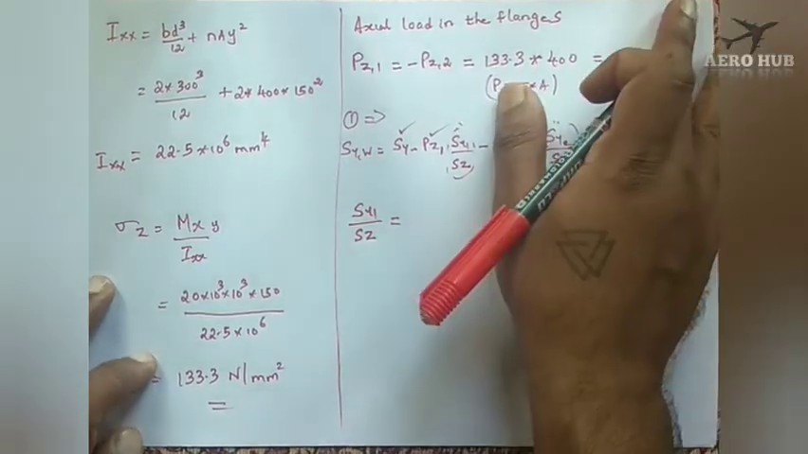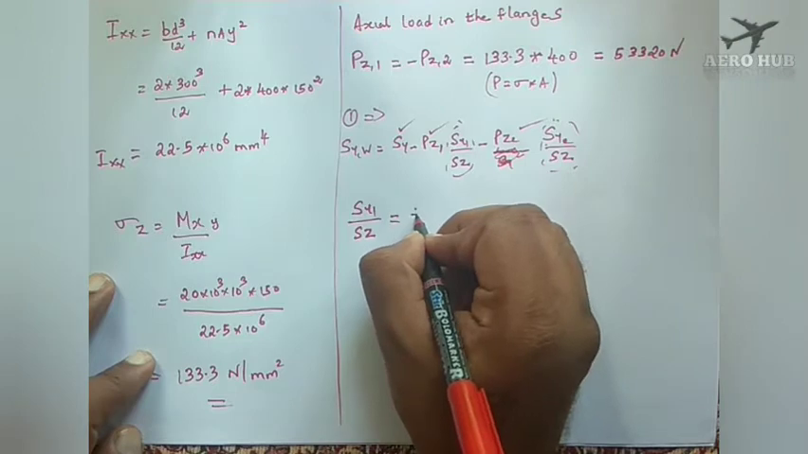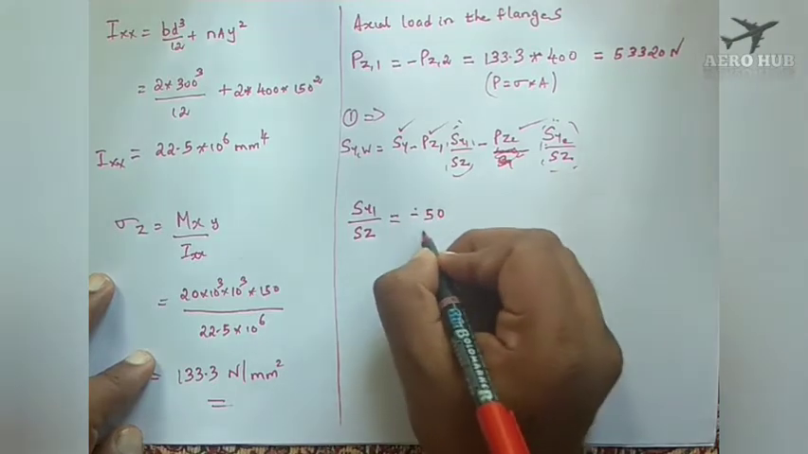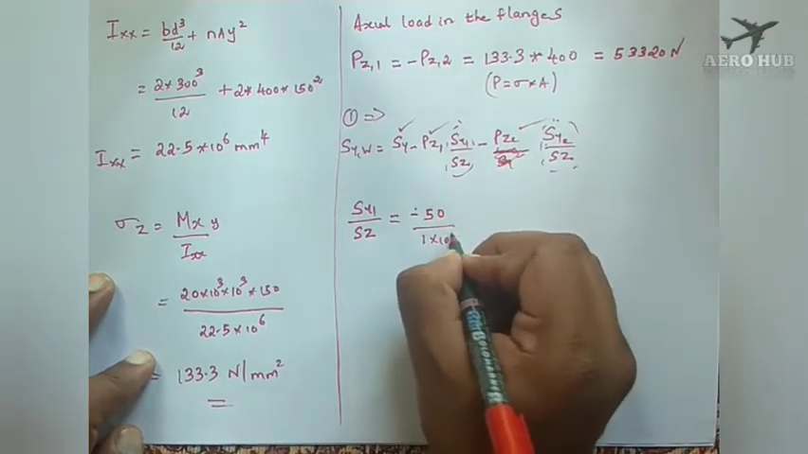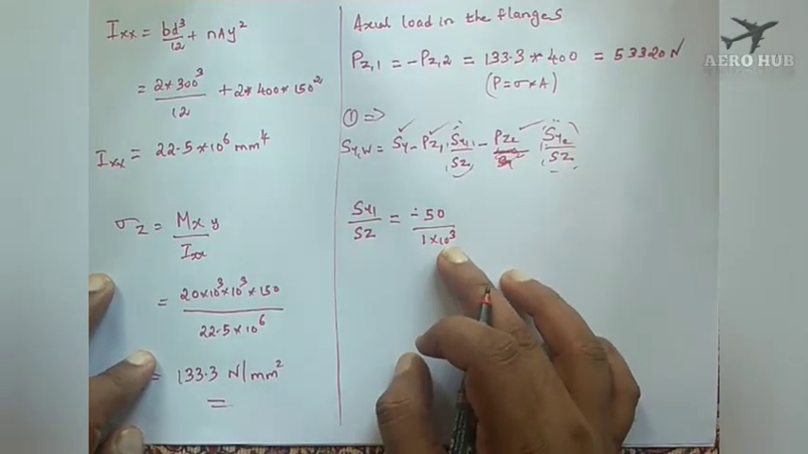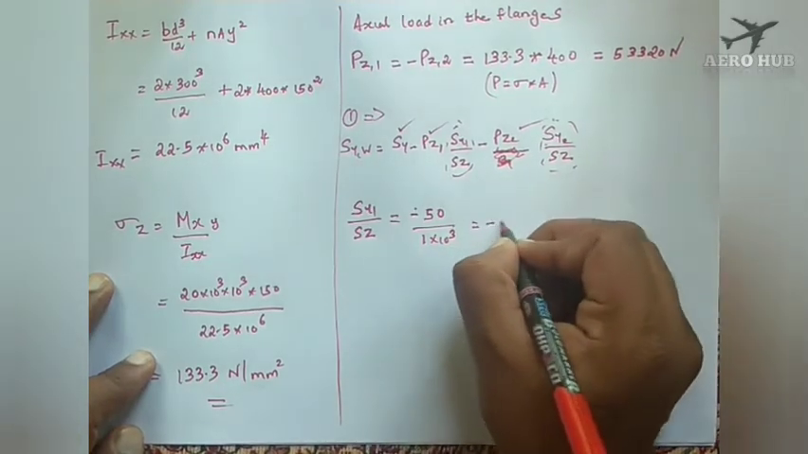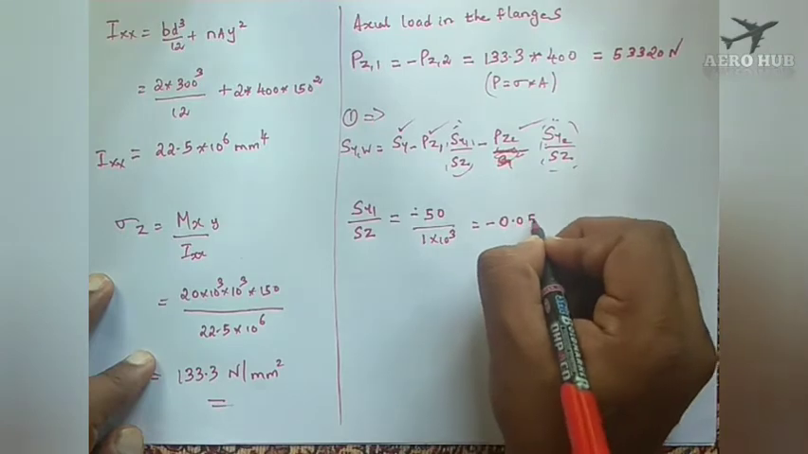So delta y1 is 50 mm, so that will be minus, because of decreasing, minus 50 divided by 1 into 10 power 3, because it is in 1 meter, that's why converted into millimeter, that's why 1 into 10 power 3. Okay, so I will be getting minus 0.05.